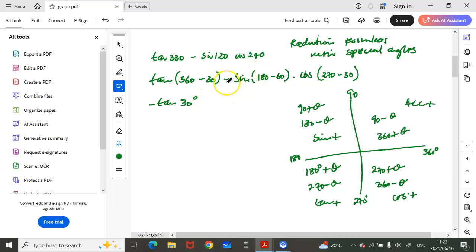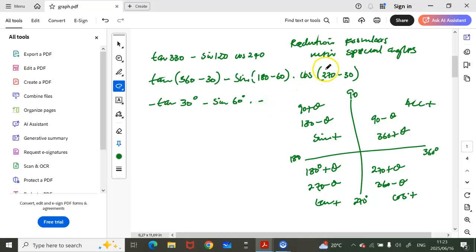And then we come to this one. Remember, there is already a negative there, but we need to check what is happening here. 180 minus 60 is on the second quadrant where sine is positive. The positive multiplied by this negative continues to be negative. Then times 270 minus 30, which is on the third quadrant, and cos on the third quadrant is negative.